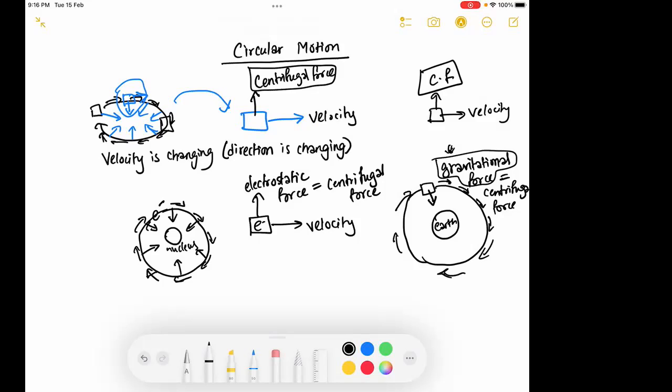So that's what gravitational force is all about. When just two matter attract each other, there is a force between the two matter, that is gravitational force. All right, I think we're done with dynamics.